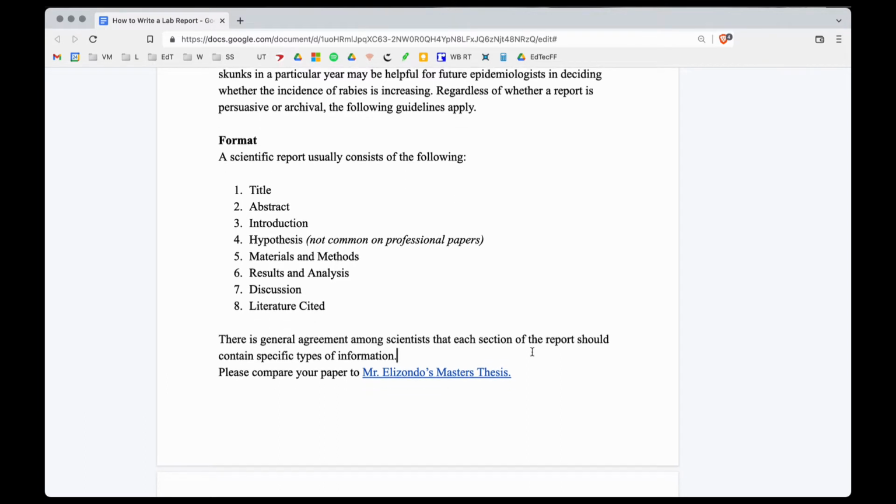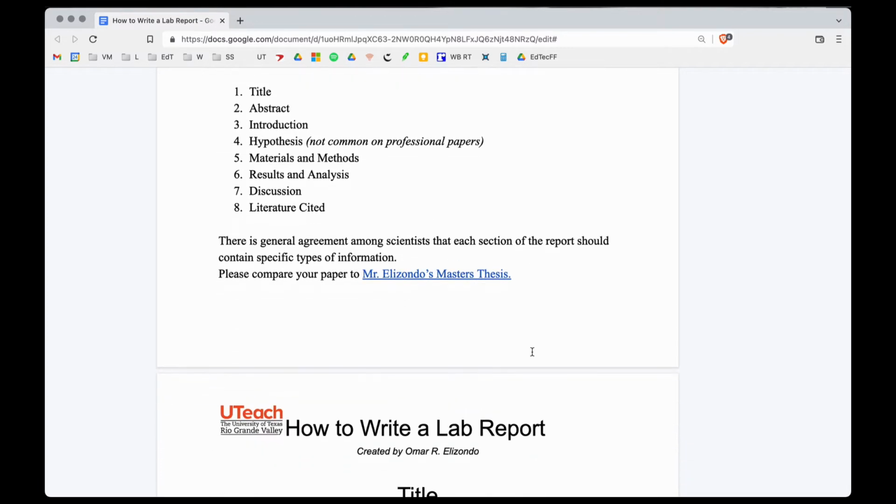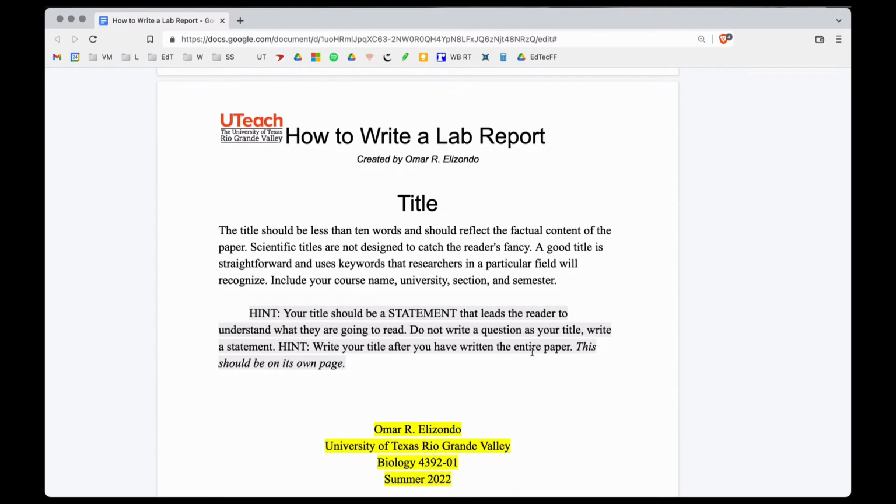Now, I went ahead and linked my master's thesis from when I got my first master's in science. It's just an example of what you should eventually be able to do. You should eventually be able to get to the point where you can write a thesis level scientific paper. And whether in the future you choose to get a degree in education or social sciences or mathematics, the formats are usually the same. You're writing to convince the reader of how valid your research is. Okay. So we're going to get started with the title.